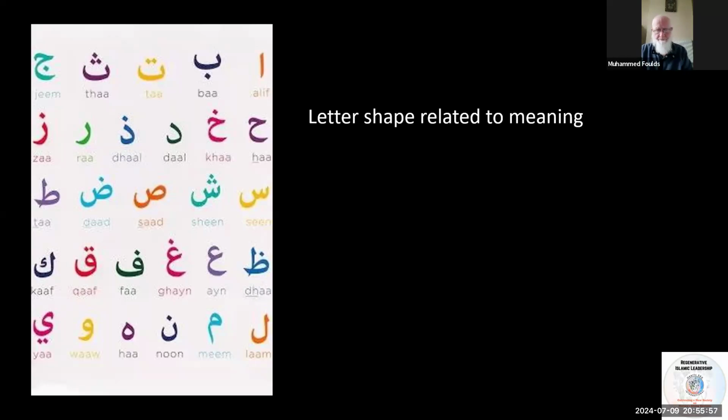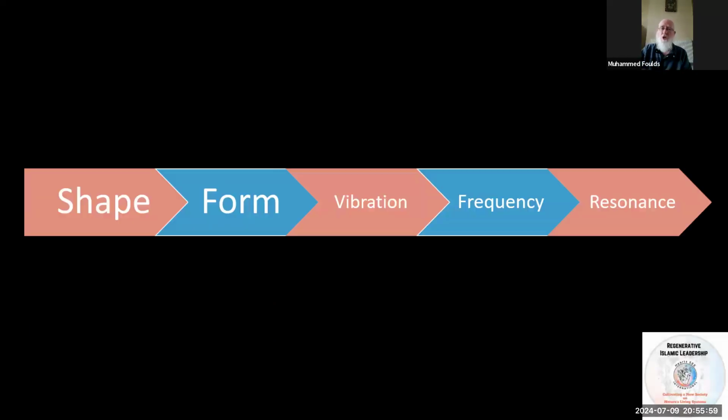Go into the next slide. Shape, form, vibration, frequency, resonance. Every letter that we are reciting, alif, ba, ta, every word is connecting us. It's affecting our whole environment through this toroidal field which is surrounding us. The letters are coming out. This is why the science of tajweed is of the utmost importance.